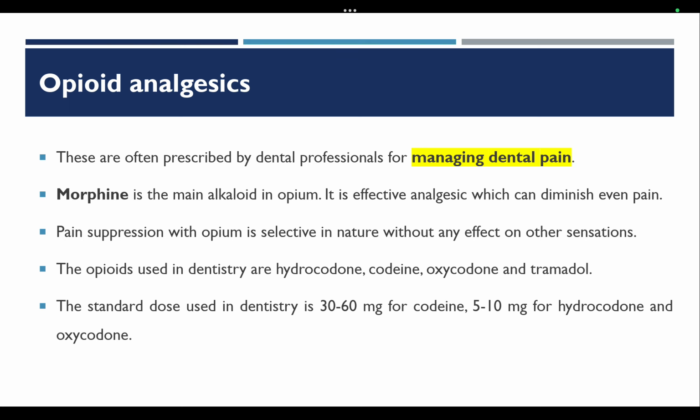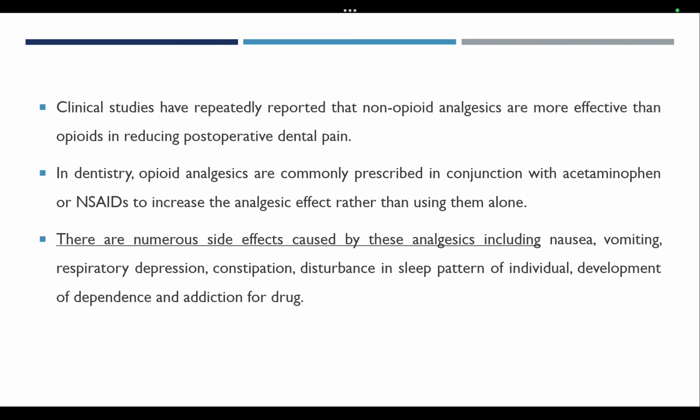The standard dose in dentistry for codeine is 30 to 60 milligrams, and 5 to 10 milligrams for hydrocodone and oxycodone. Clinical studies have repeatedly reported that non-opioid analgesics are more effective than opioids in reducing post-operative dental pain. So they are also safer than opioids. Opioids can be addictive, you know, morphine and tramadol, of course.